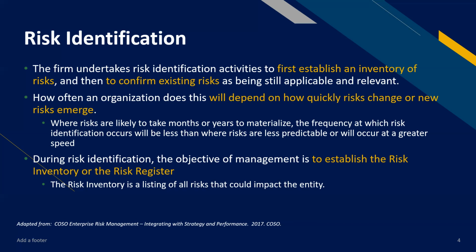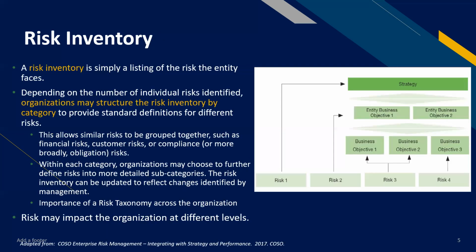Okay. So during risk identification, really the objective is to establish a risk inventory or a risk register. It is a listing of all risks that could impact the entity. And the idea is there has to be openness in the organization to be able to identify risks properly, honestly, and openly, so that the risk register will be complete. So as I mentioned, the risk inventory is simply a listing of the risks of the entity.